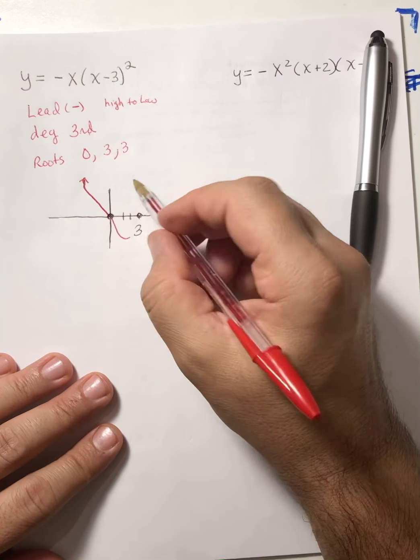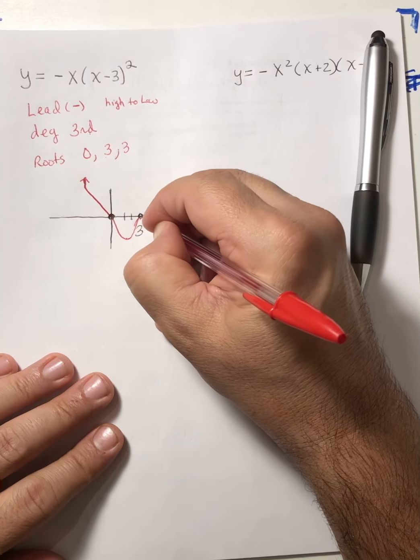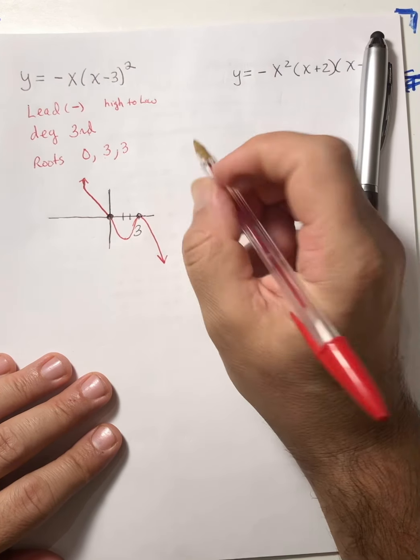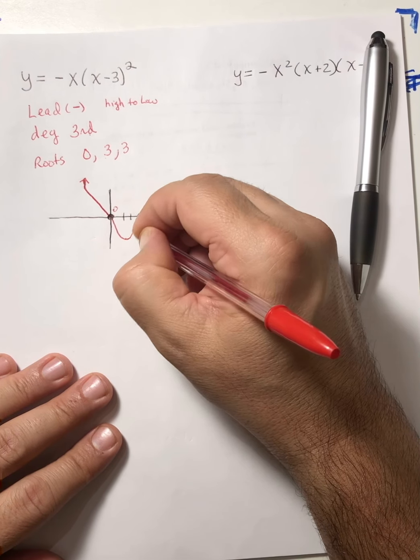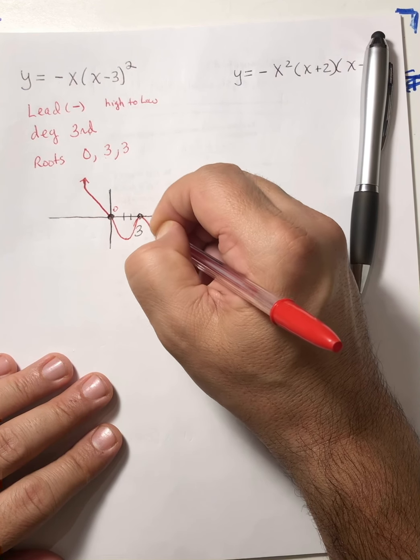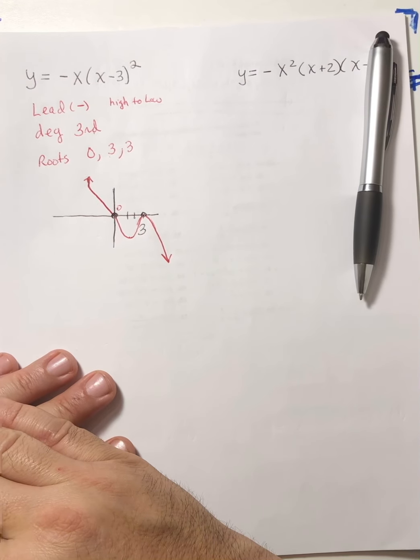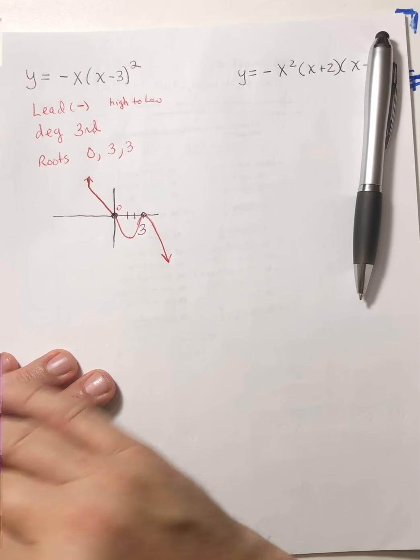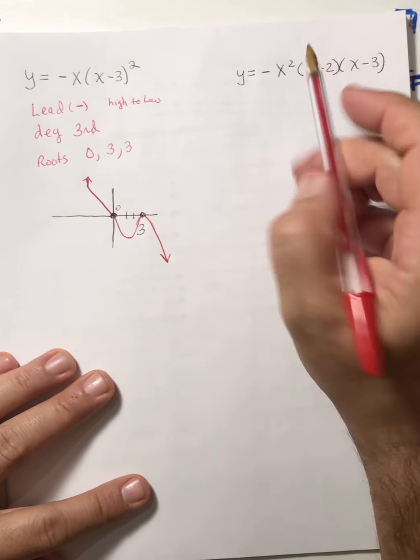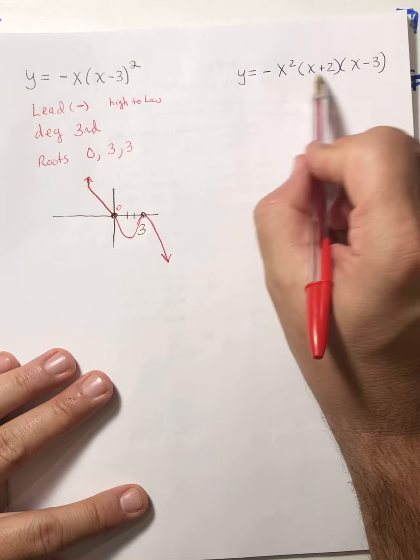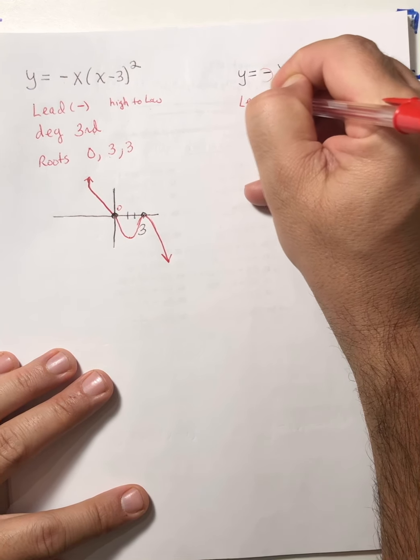But what happens at 3? We bounce at it. So we bounce at 3, and then we finish low. We started high, came through 0, and we swung and hit 3, and we went low. That's it. That's all we have to do. So this negative went high to low. Okay? Our last one. Again, a negative. That's right. So lead is negative.